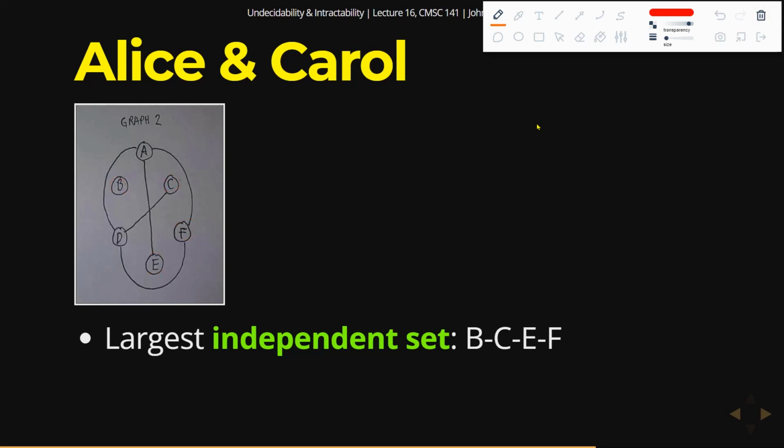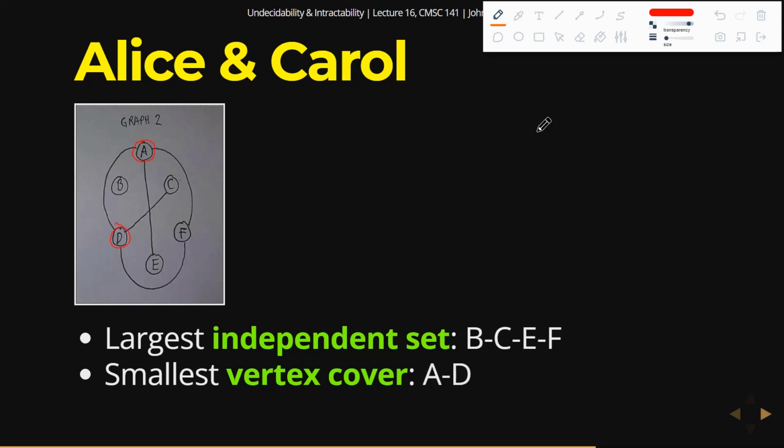Now how about for Alice's problem, vertex cover? What is the smallest vertex cover here? What is the smallest number of devices that you can put here such that all the edges are covered? It's actually A and D. Okay? Because if it's A and D, A will cover this edge, A will cover this edge, also this edge, and then D will cover this edge and this edge. So all the edges are covered, right?